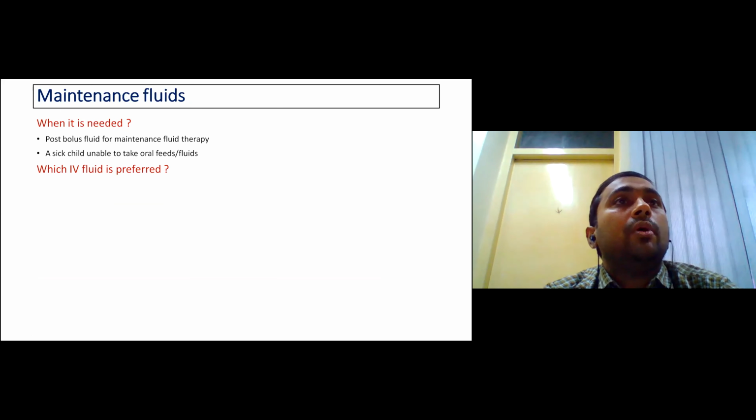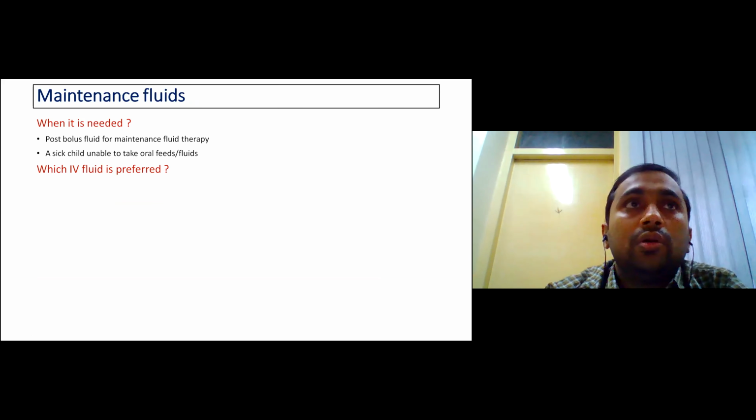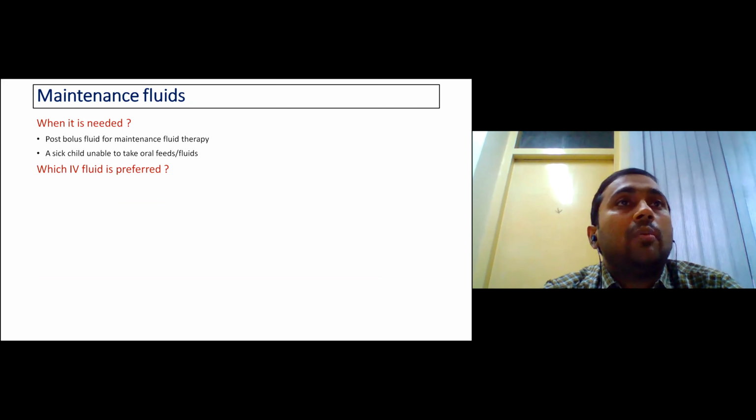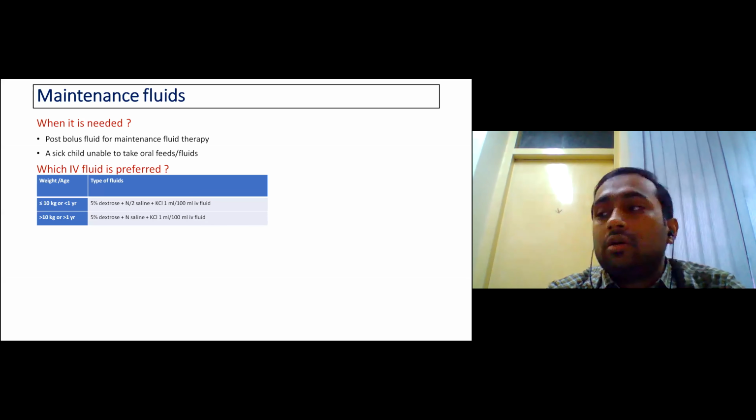Now, coming to maintenance fluids. So it's needed when you have given a bolus to a sick child in a hypovolemic or hypotensive child, and then you need it for maintenance fluid therapy. Then we use maintenance fluid. Or in any sick child who is unable to take orally, we use maintenance fluid. Which fluid to be preferred?